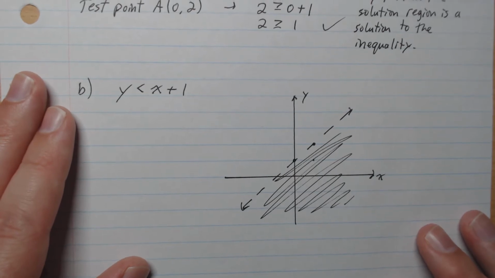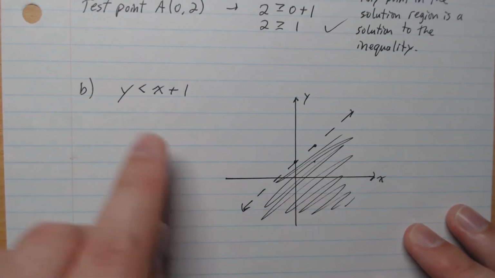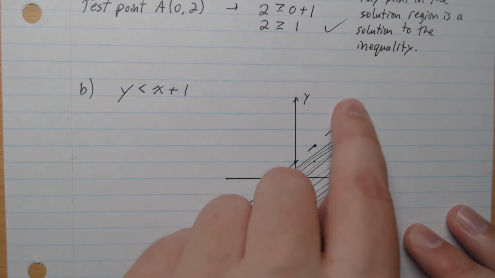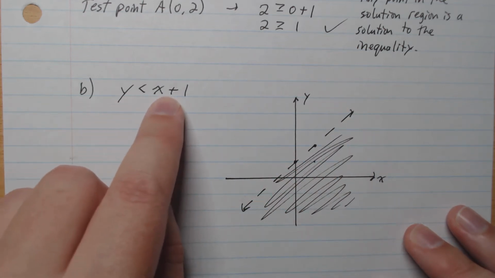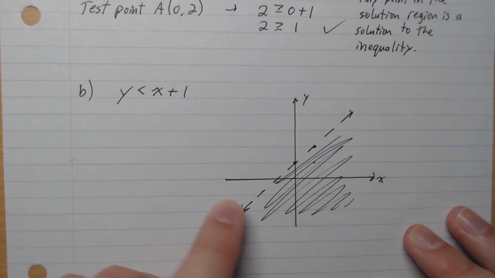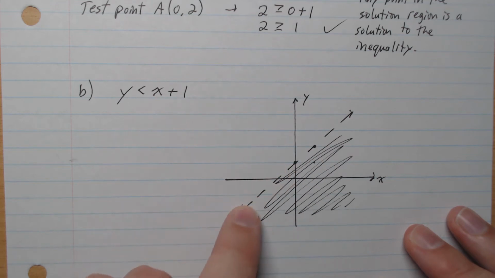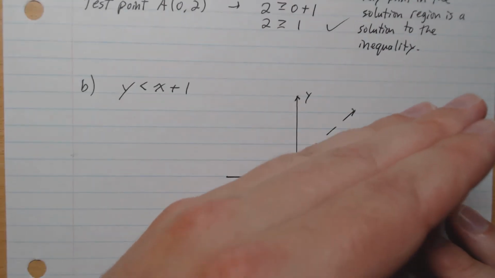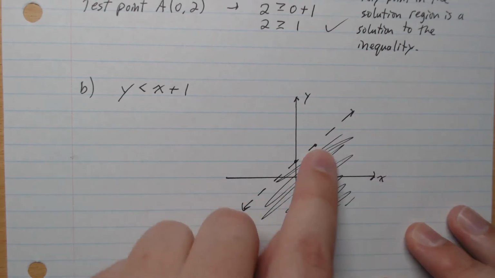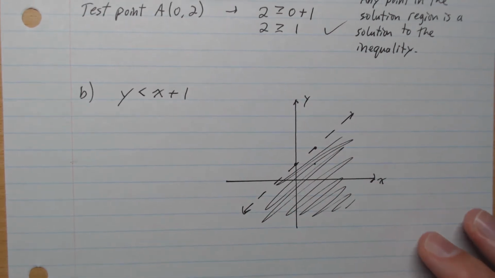Okay, B, y is less than x plus 1. Now, because it's not equal, we do a dotted line like that. So if you do y equals x plus 1, this is the line. It's not equal, so it's dotted, it's dashed. And we're doing y less than x plus 1, so this is our solution region.